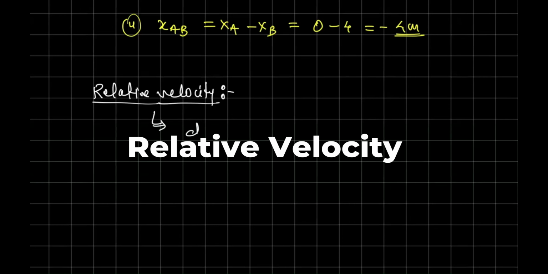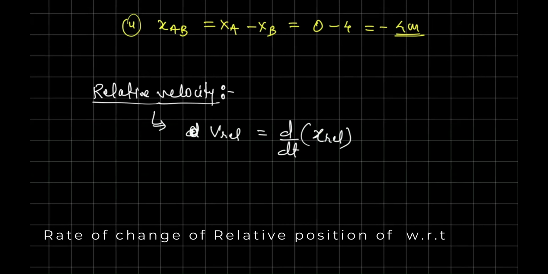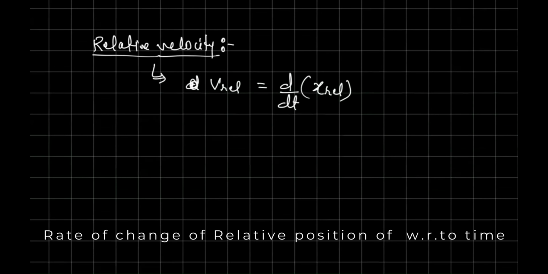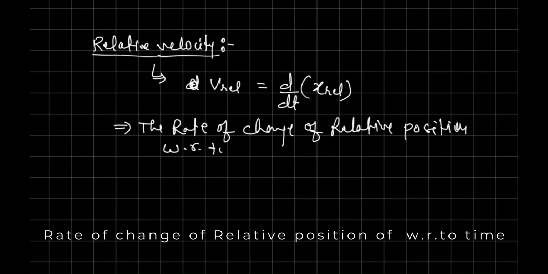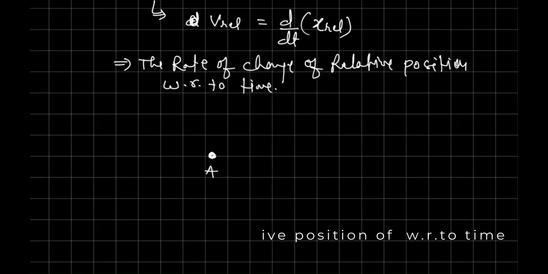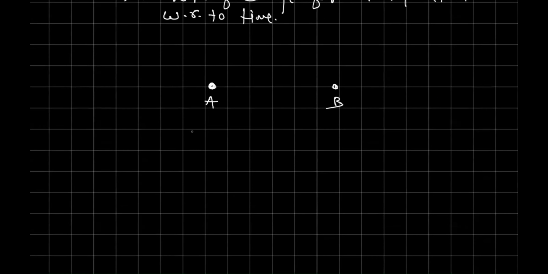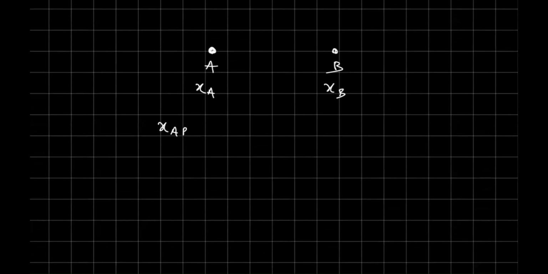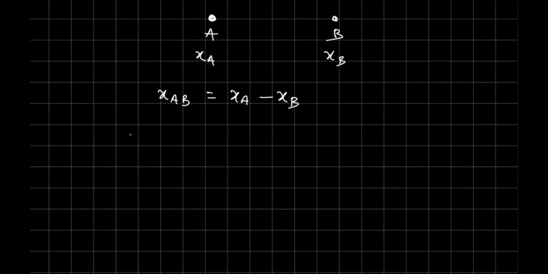We can define relative velocity as d by dt of x relative. So the rate of change of relative position is called relative velocity. You can write it as the rate of change of relative position with respect to time. Take two objects, A and B, with positions xA and xB. So the position of A with respect to B is nothing but xA minus xB.